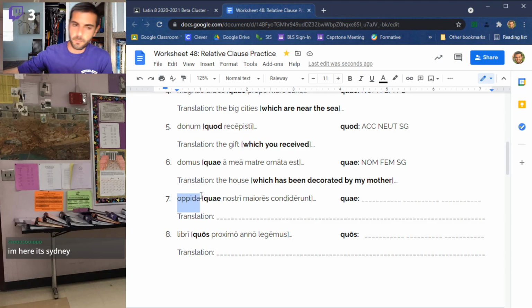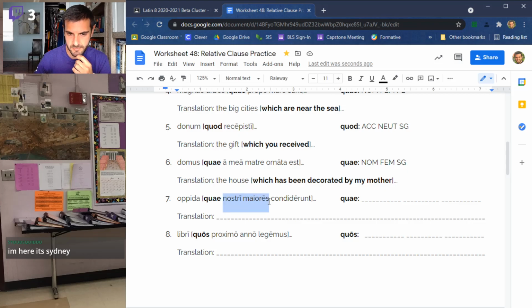Number 7 is about oppida. Oppida are towns. One town is an oppidum. So many towns are oppida. This is a neuter plural. So quae has to be neuter plural because towns are neuter plural. Could be nominative, could be accusative. So in this situation, you kind of want to read the rest of the sentence. Nostri maiores, our elders. That's how they would say, like, ancestors. So they are in the nominative case.